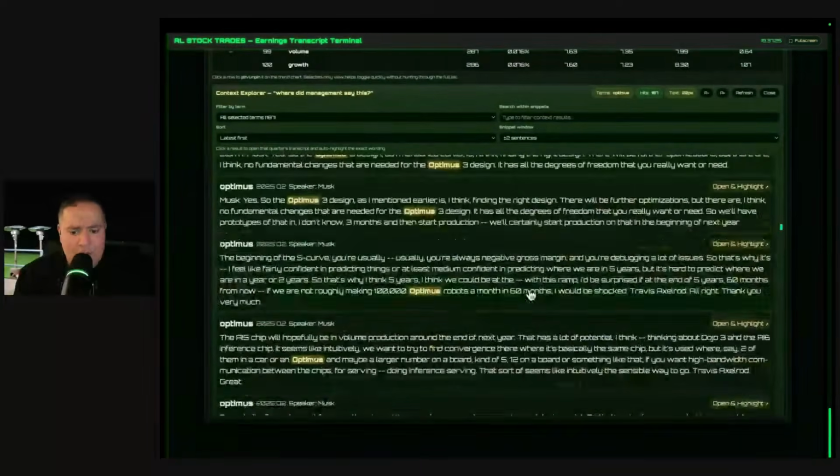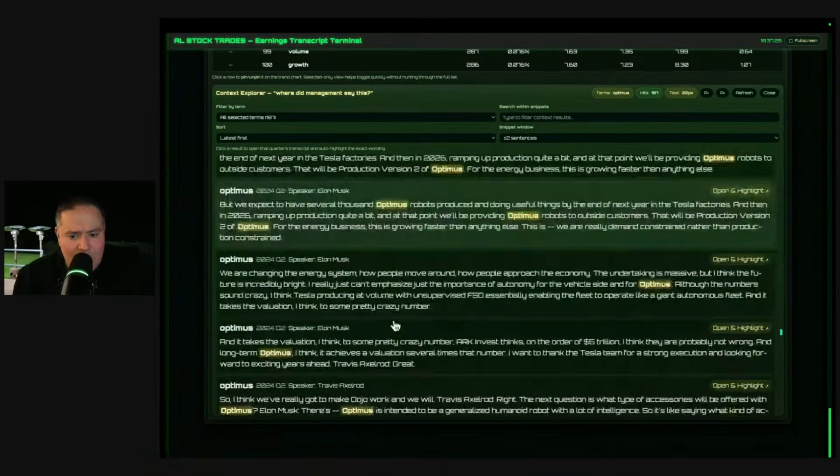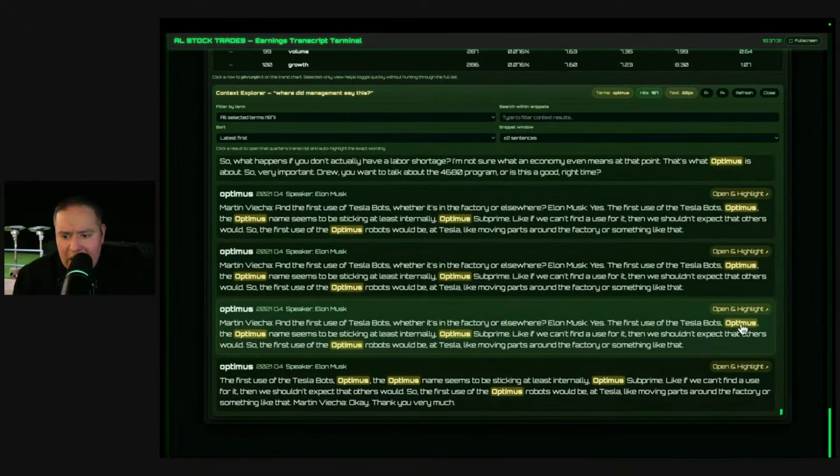Let's go all the way back here. What is Optimus? Let's go all the way down. Tesla bots. Optimus. The Optimus name seems to be sticking, at least internally. Optimus Subprime, right? This is what Elon Musk is saying. This was back in 2021, right?